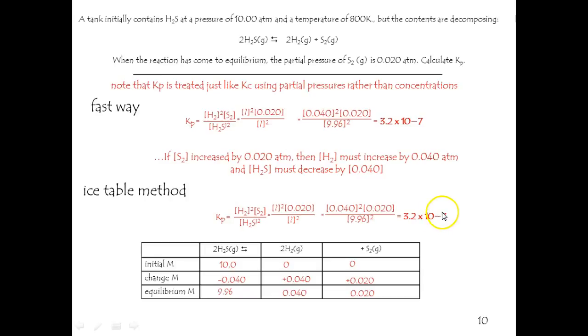Once again, this should be 10 to the minus 7th power. That's a third example of an equilibrium constant problem.